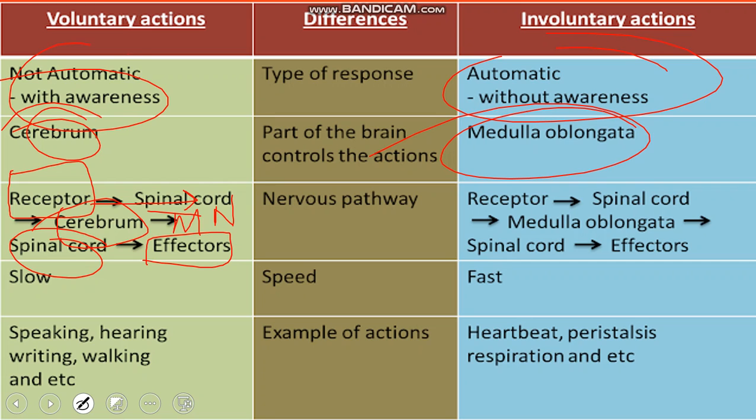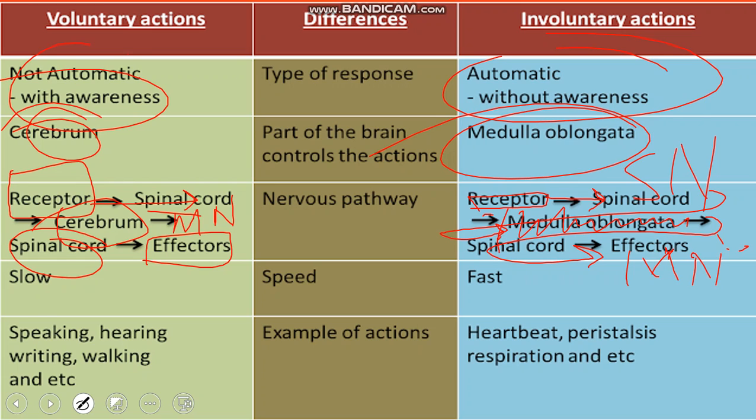Let's see this one. This pathway is: the receptor receives a stimulus, passes it to the spinal cord. Till now they are same. The spinal cord passes this message to the brain part, medulla oblongata. Now this is something different from the voluntary action. This medulla then gives the reply through the spinal cord and then to the effector through the motor neuron. So the ones that are giving the message from the receptor to the brain are the sensory neurons, and the ones that are bringing it back are the motor neurons.